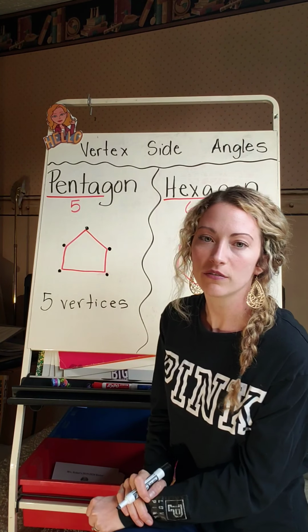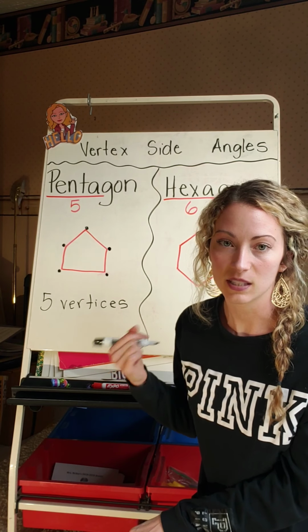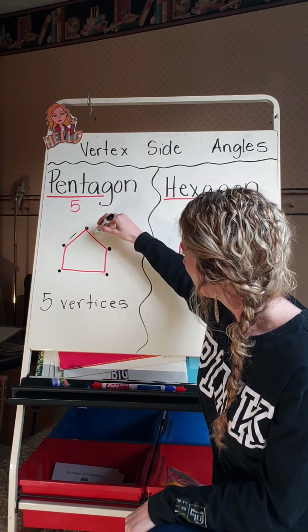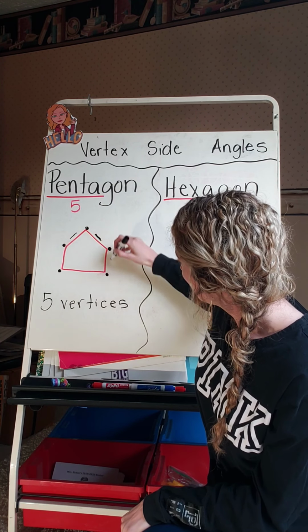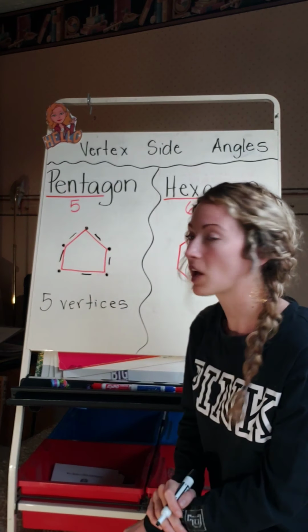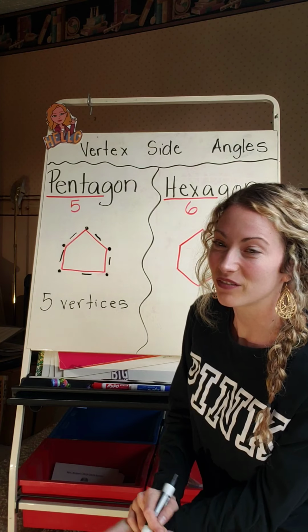Okay, now we're going to find our sides. How many sides does this pentagon have? 1, 2, 3, 4, 5. So how many sides does a pentagon have? 5. Good.